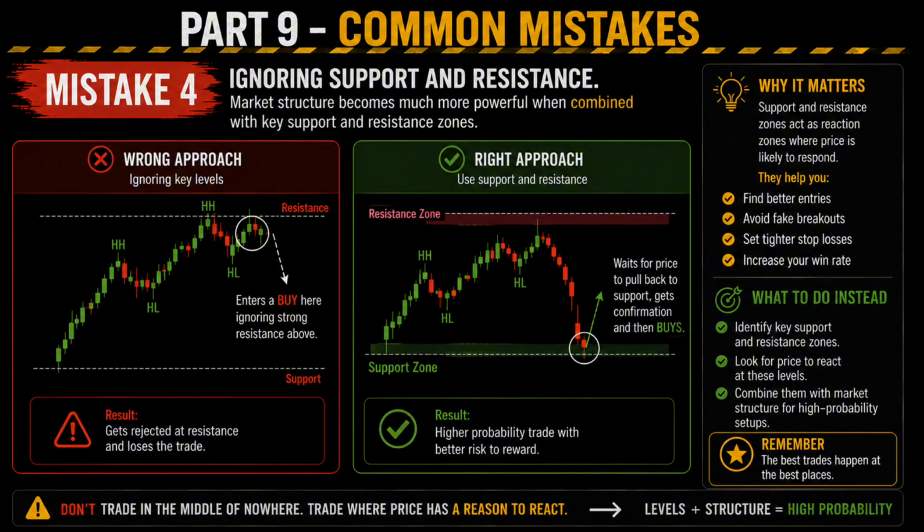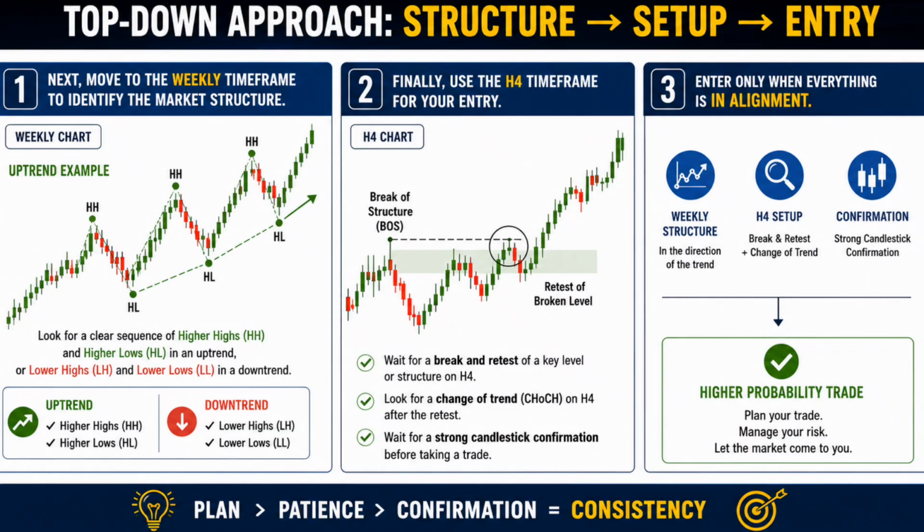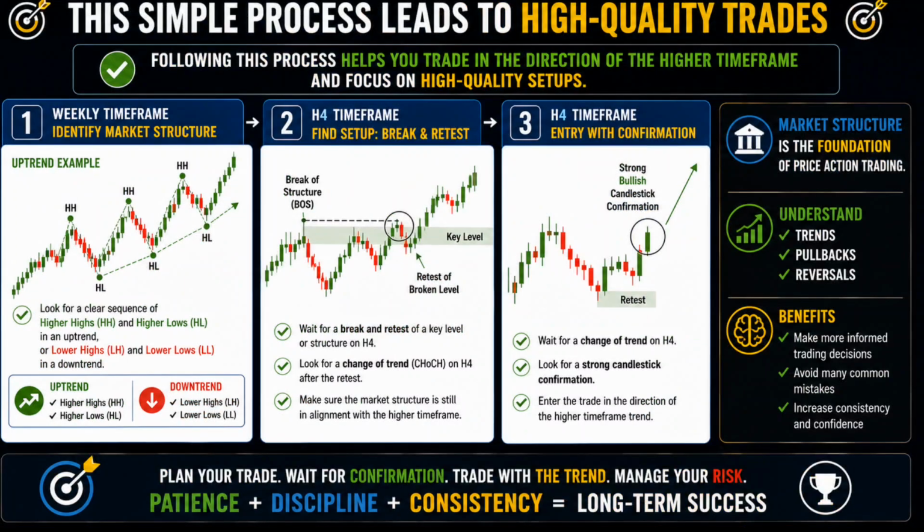If you're following a top-down analysis approach like I do, begin with the monthly time frame to determine the overall market direction. Next, move to the weekly time frame to identify the market structure. Look for a clear sequence of higher highs and higher lows in an uptrend, or lower highs and lower lows in a downtrend. Finally, use the H4 time frame for your entry. Wait for a break and retest, a change of trend on the H4, and a strong candlestick confirmation before taking a trade. Following this process may help you trade in the direction of the higher time frame and focus on high quality setups. Market structure is the foundation of price action trading.